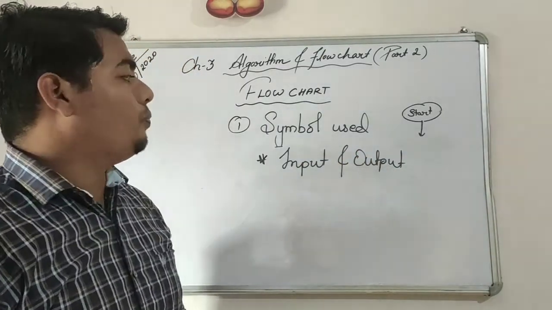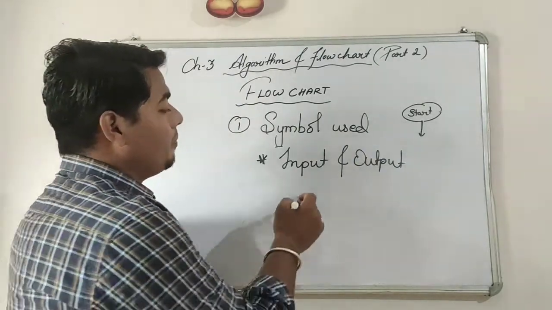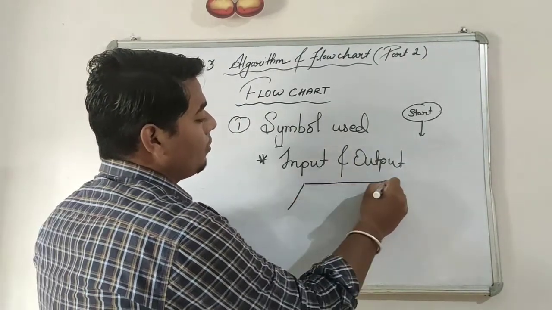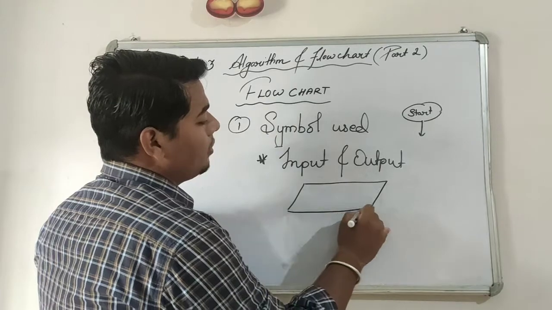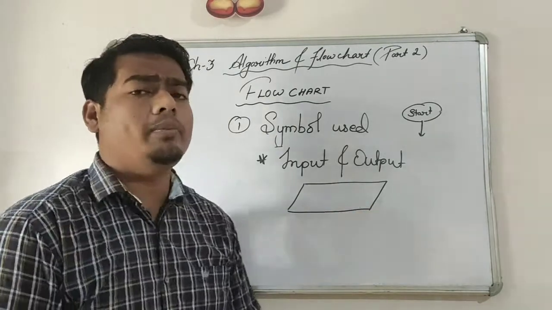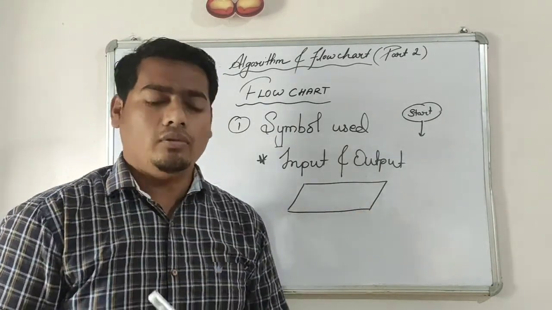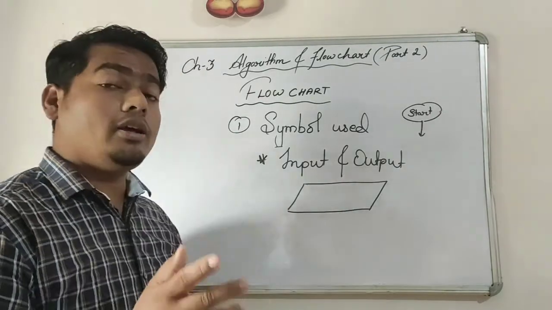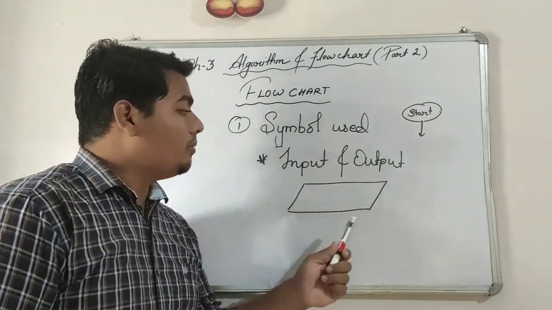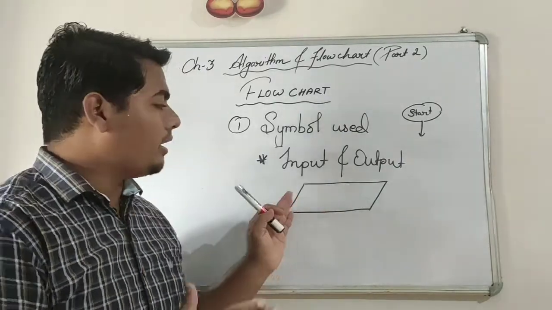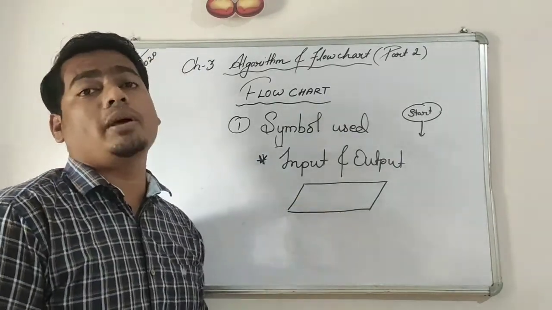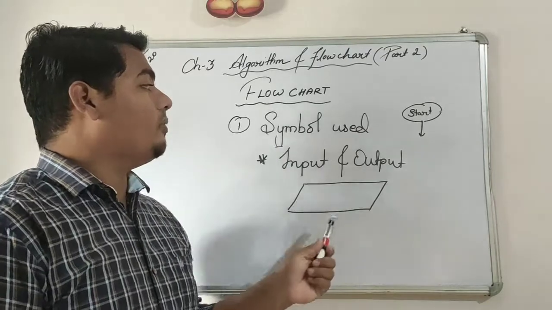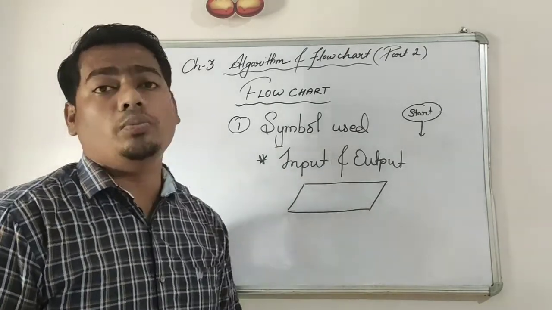For input and output, what you have to prepare? You have to prepare a parallelogram. It looks like a rectangle, but it has a slight bend. The lengths are all parallel to each other. A rectangle also has parallel sides, but this one is a little bit bent. It's known as a parallelogram. We use the parallelogram shape to represent the input or output.